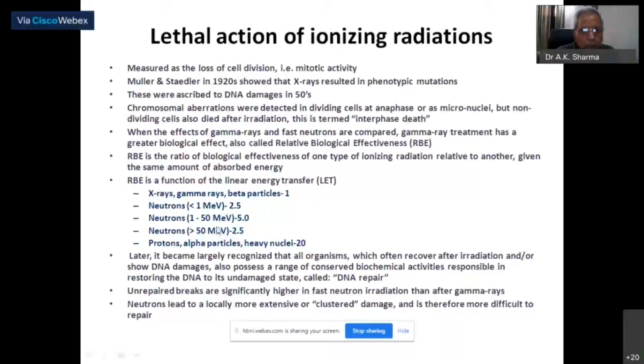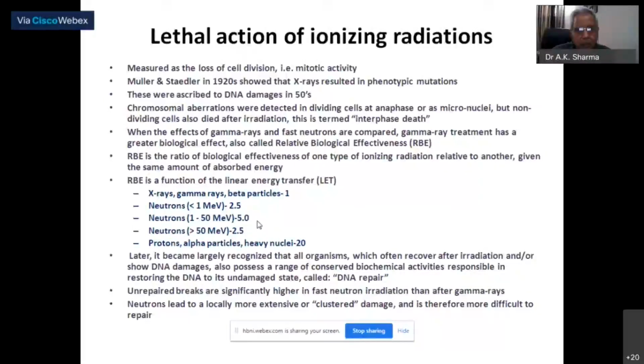I'm trying to clarify this. Neutrons with 1 to 50 MeV is 5, and neutrons with more than 50 MeV is 25. Protons, alpha particles, heavy nuclei is around 20 in terms of RBE compared to X-rays, gamma rays, and beta particles. I'll check it out and confirm in my next lecture what exactly this value is.